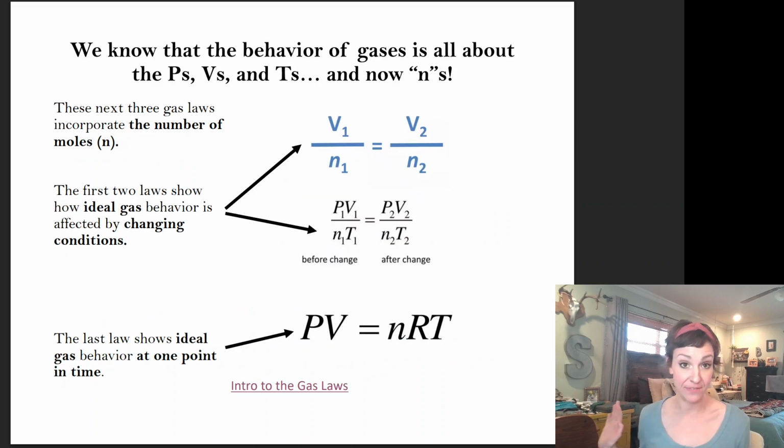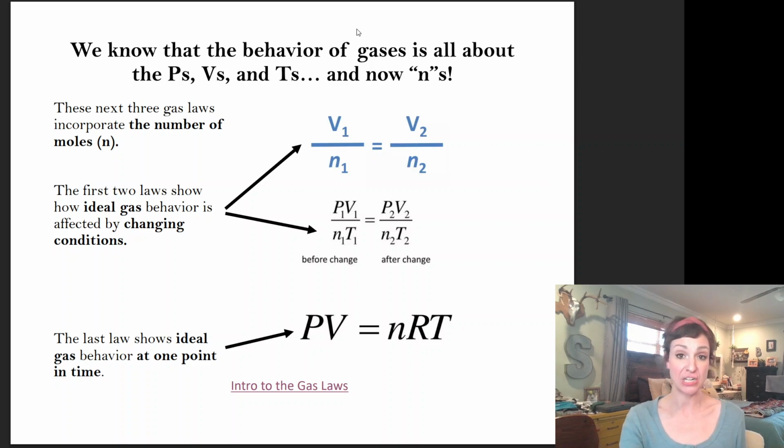It's still about the P, V, and T, but now we're going to throw in some n's. So these next 3 gas laws actually incorporate the number of moles. In our previous gas laws, we were not messing with the number of particles in the gas. We were looking at the same amount of a gas under changes of pressure, volume, and temperature. But here, we're going to have the ability to increase or add more gas or take it away and see how that affects some of the other stuff going on here.